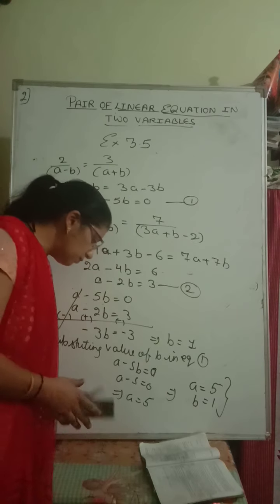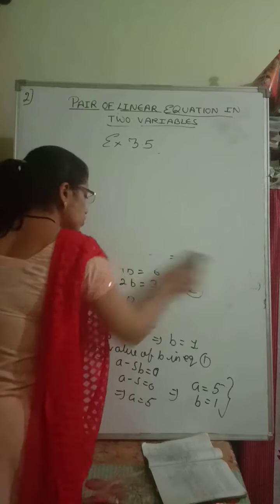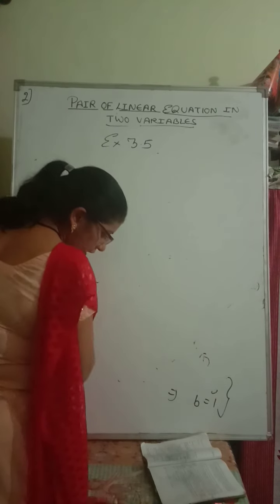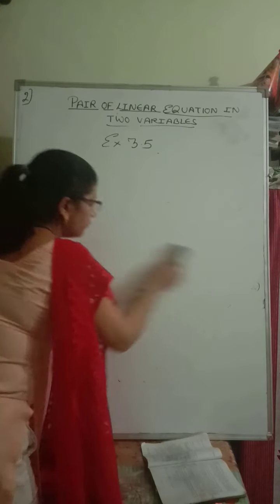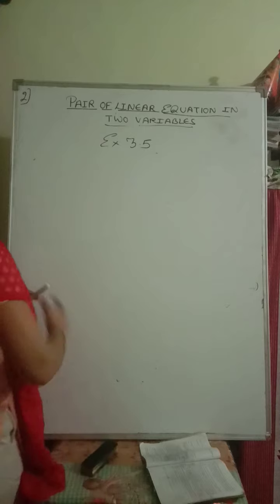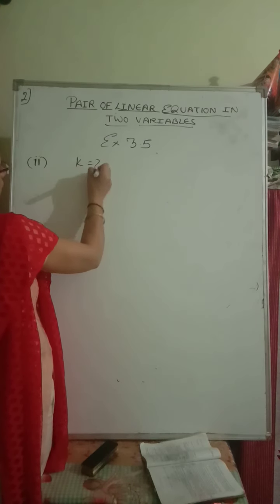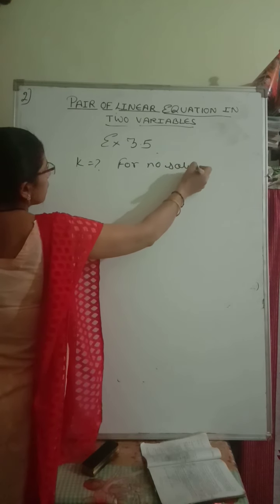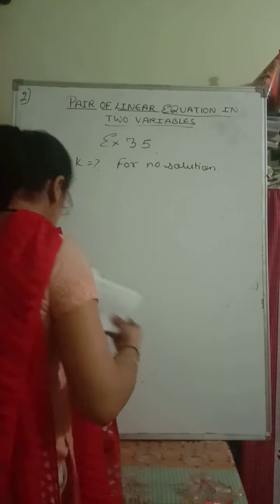Let us do question number 2, second part. The question is: for which value of k will the following pair of linear equations have no solution? We have to find the value of k, and it is given that it has no solution. So k we have to find for no solution. Okay, so what is the equation given to us? Let us write the equation.